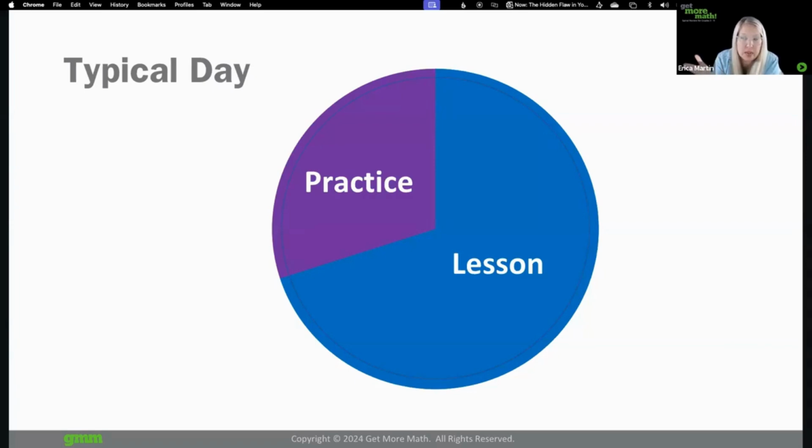We spend part of our time teaching a lesson, and then we spend part of that time providing our students practice on whatever it was that we just taught. And then what do we do?